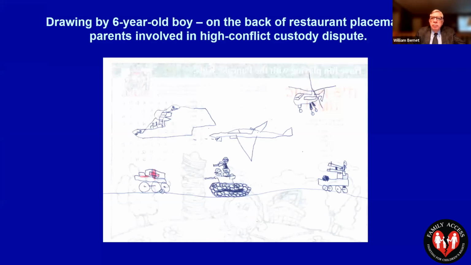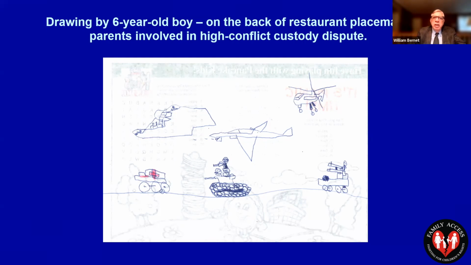So here's a kind of neat little story. This is a boy who was 6, and he came to my office for an evaluation. And he drew this picture on the way to my office. In other words, his mom and dad were in huge conflict, and he was temporarily living with his aunt and uncle. And so actually his uncle brought him to my office.